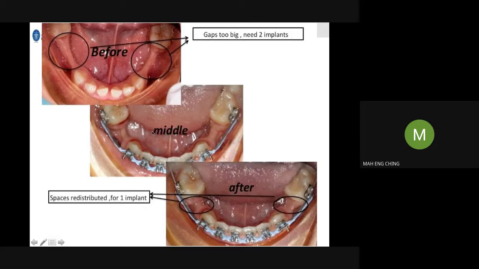If you look carefully, when we start closing the gap, you see the bone become a bit bigger or whiter. The width increases. That's what we call ridge augmentation.